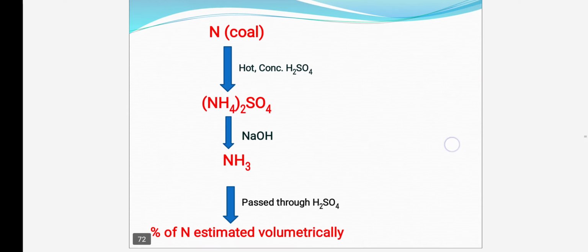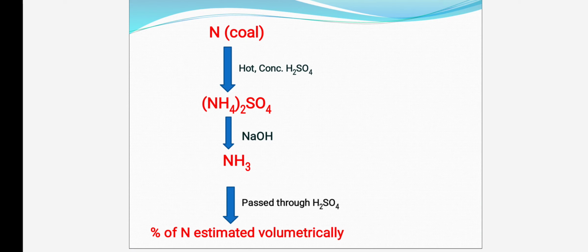Now, as far as the reaction is concerned, the reaction is simple. As we have seen in the process itself, coal contains nitrogen. It converts into ammonium sulfate by using H2SO4, it is heated and concentrated. Then ammonium sulfate converts into ammonia in presence of NaOH. So NaOH reacts with ammonium sulfate and it produces ammonia.